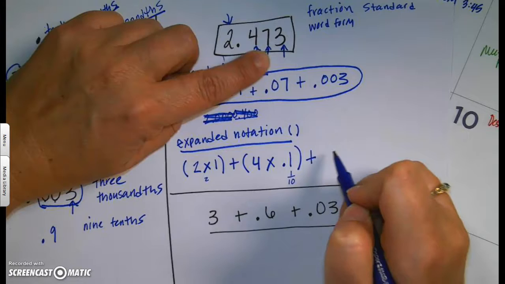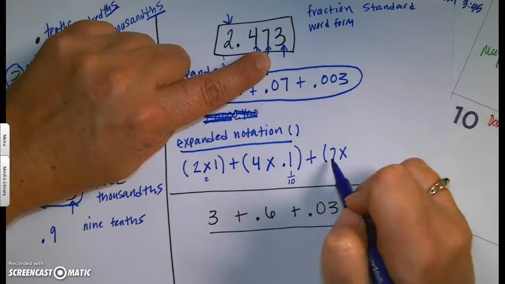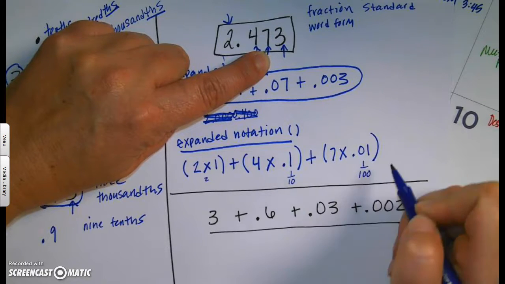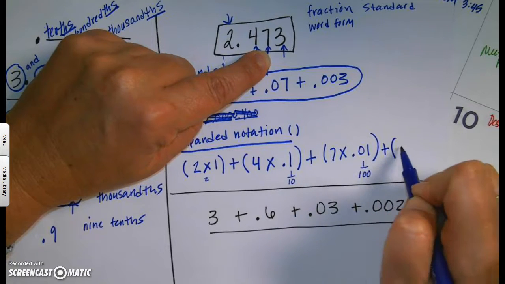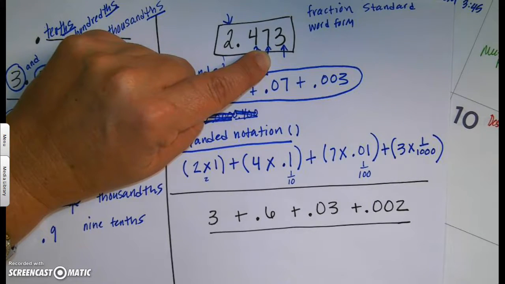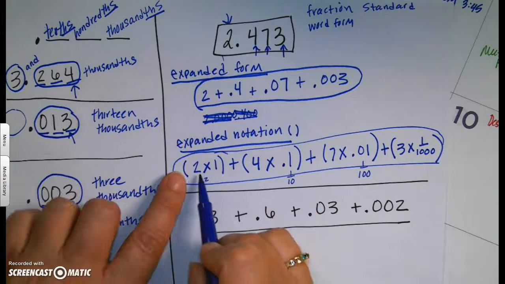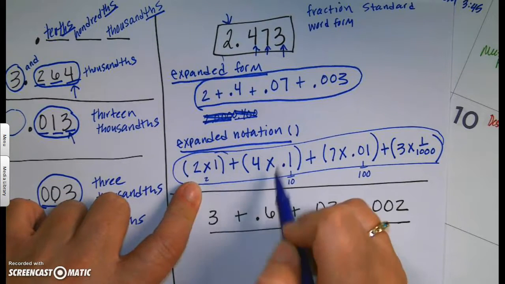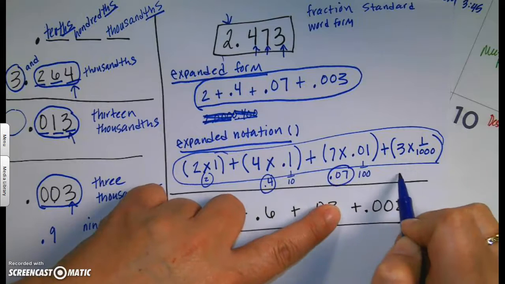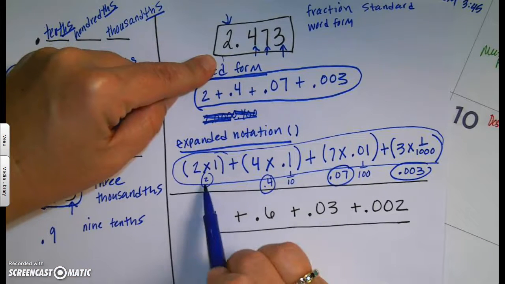Plus, we have 7 groups of, that's hundredths. So we need 7 times 0.01, or you might see it 1 out of 100. Be prepared for both ways. Plus 3 groups times, let's just write it in a fraction form this time, 1 out of 1,000, like that. And this is expanded notation. And if I were to multiply all these numbers out, I get 2, I get 0.4, here I would get 0.07, here I would get 0.003, and then I combine them all and I get this digit right here, 2.473.